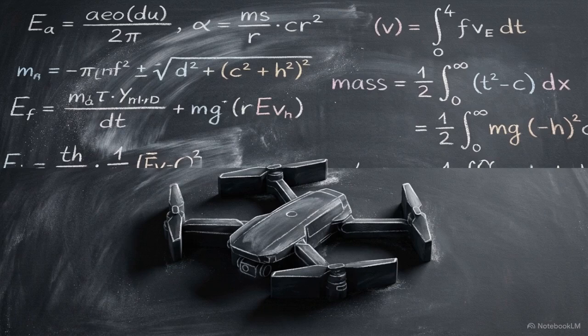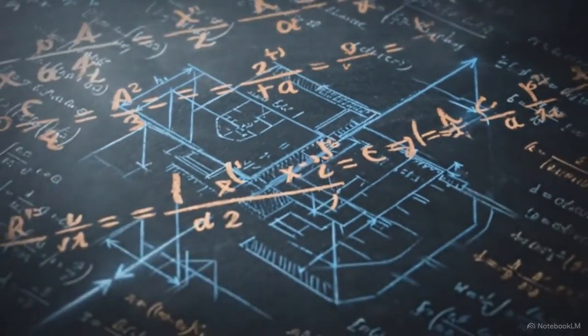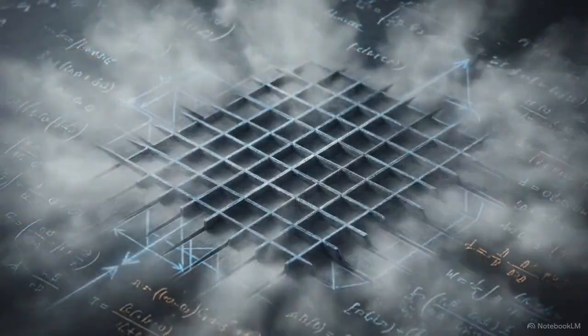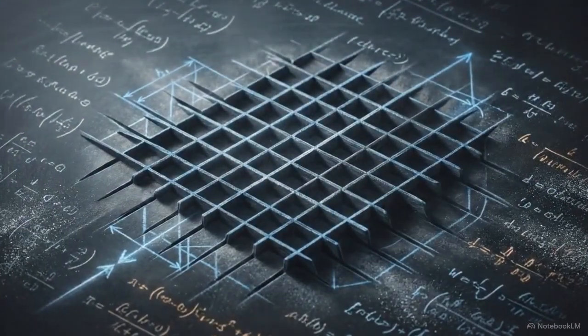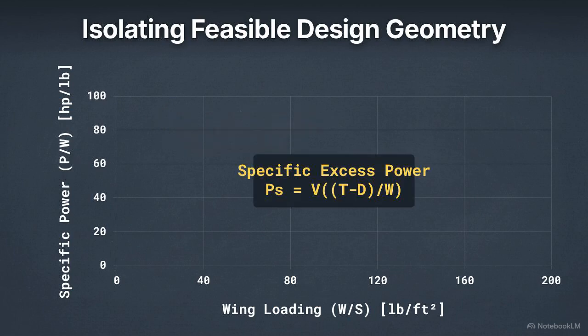finalize the vehicle geometry. To synthesize all of this aerodynamic and mass data into a final geometry, we deploy energy-based constraint analysis. This constraint graph evaluates the aircraft's performance limits by mapping wing loading on the x-axis against specific power on the y-axis. We map specific power instead of the traditional thrust-to-weight ratio because propellers deliver relatively constant power across their speed range, unlike jet engines, which deliver constant thrust.